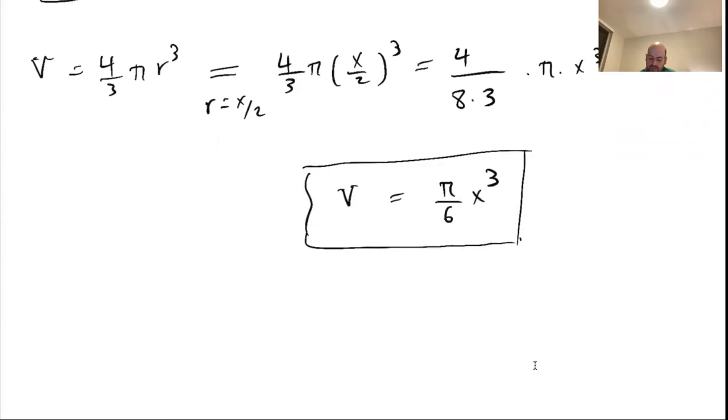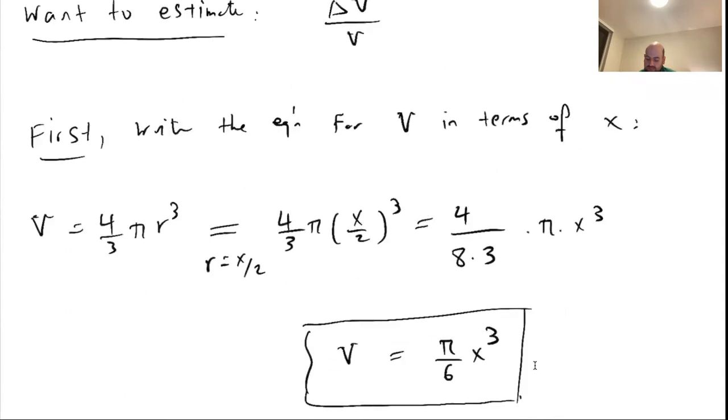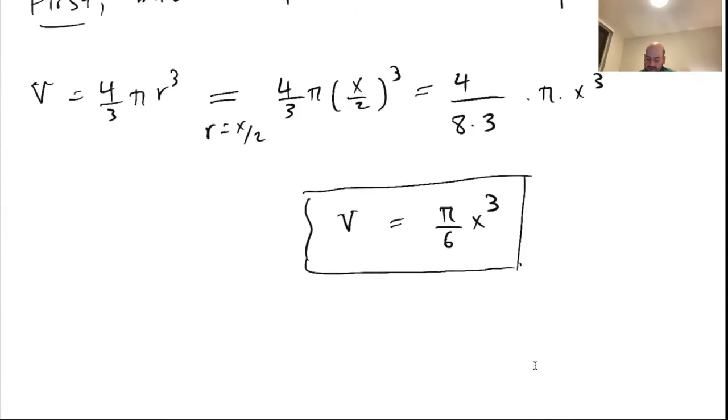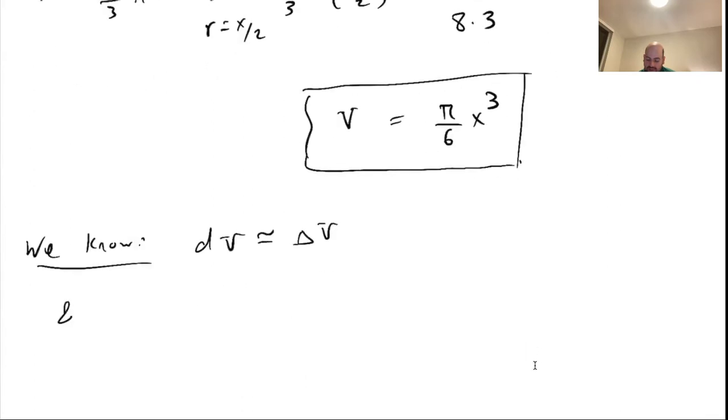Now, we want to estimate delta V over V. What provides an estimation for delta V? Well, dV provides an estimation for delta V. So what is dV? We know dV is almost equal to delta V. And we also know that dV is equal to, pi over 6.